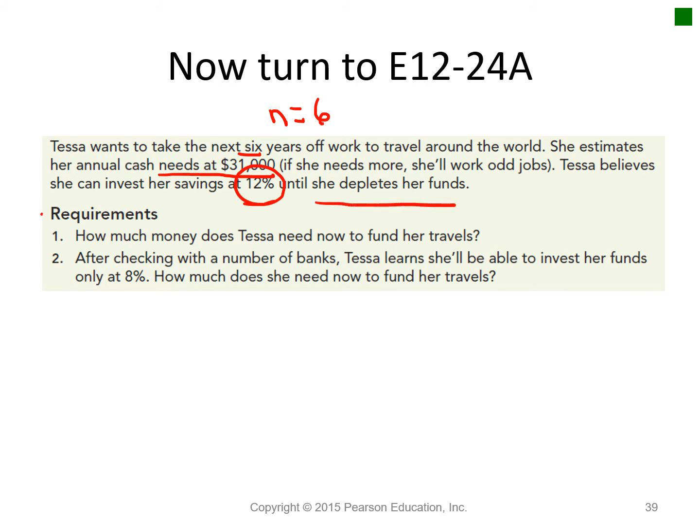Requirements are, number one, how much money would she need now to fund her travels? And then part 2, it says after checking with the bank, she learned that the amount of interest is only going to be 8% versus the 12%. Okay, so think about, so $31,000, we got n is equal to 6, so we're going to have a couple different interest rates. We're going to have to go to our table. Now, remember, so this 31,000 is going to be considered a future value, and we'll convert this into a present value. And on the next slide, we'll show you the table numbers that you would need to do that.